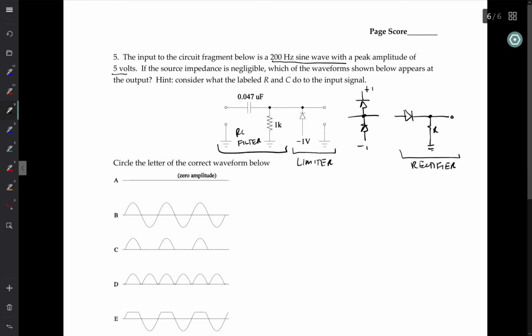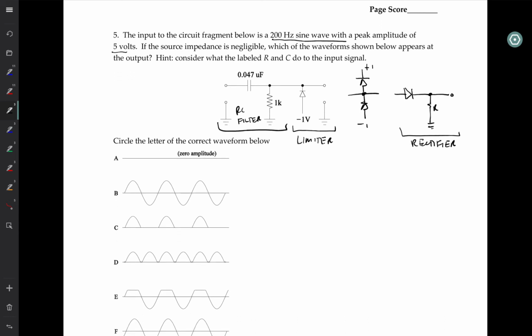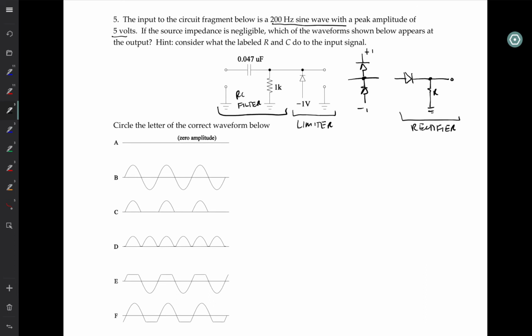So the real question is, what is the action of the filter? Once you know the action of the filter, you can decide whether or not the diode circuit itself has any effect on the waveform.